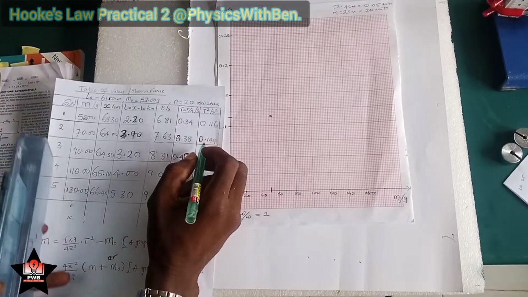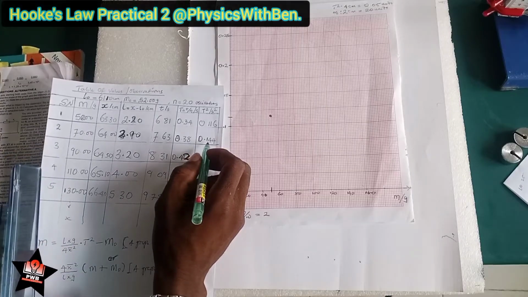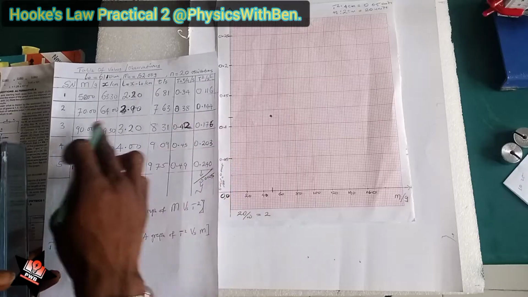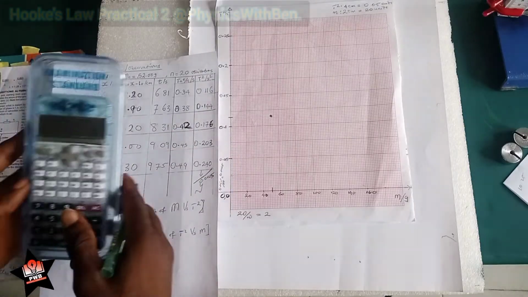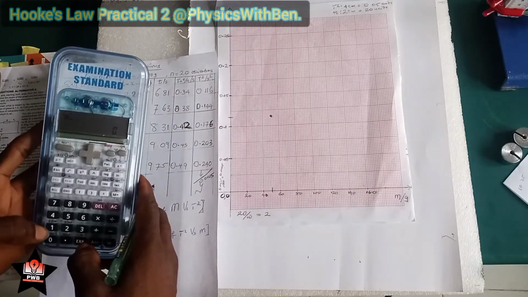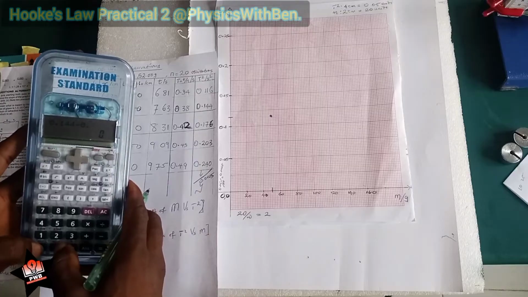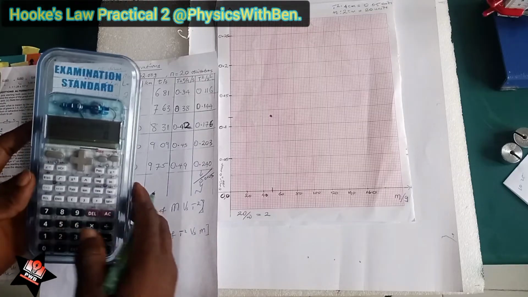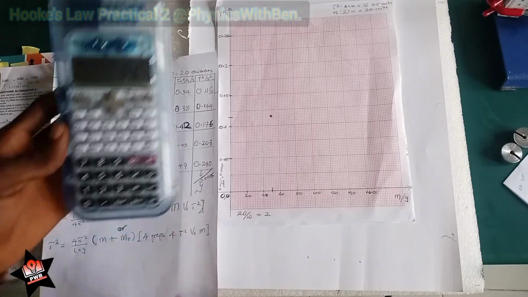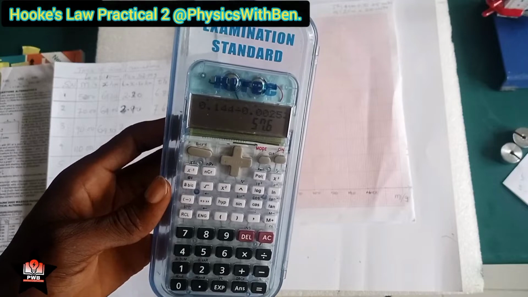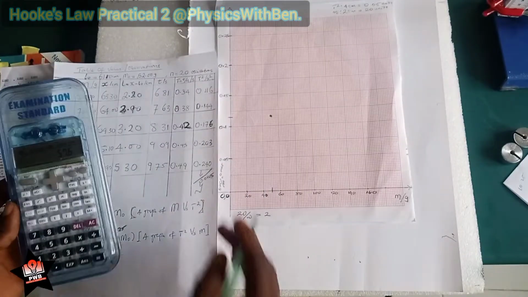When t squared was 0.144, it was 70. So we say that 0.144 divided by 0.0025. We got 57.6. We round it up, 58.